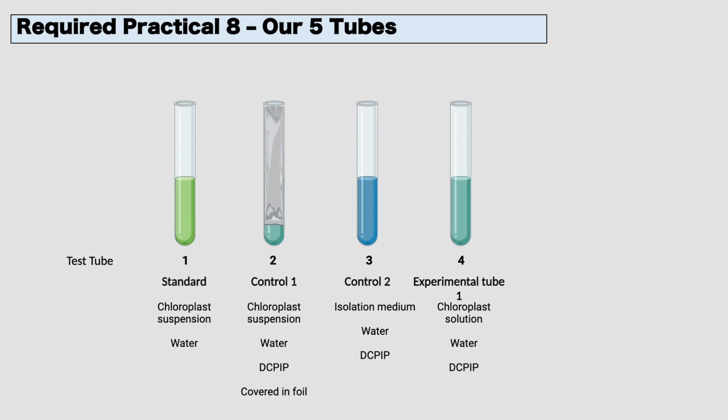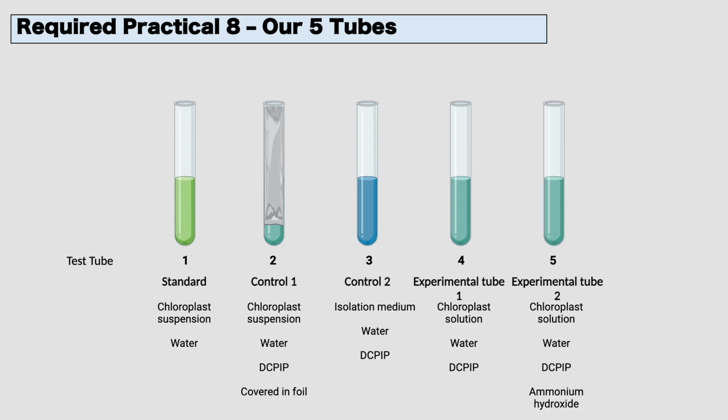Test tube 4 is experimental tube 1. This contains water, DCPIP and chloroplast solution. The solution is a mixture of the blue DCPIP and the green chloroplast solution, making it turquoise in colour. And then finally, test tube 5 is experimental tube 2. It contains the exact same components as test tube 4 with the addition of ammonium hydroxide. By comparing tubes 4 and 5, we can see the effect of ammonium hydroxide on the rate of dehydrogenase enzymes.